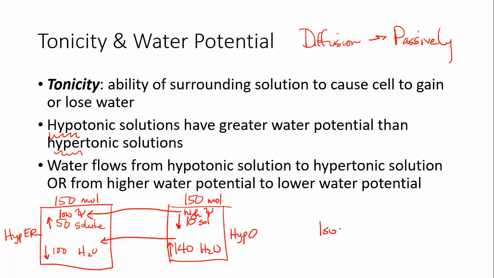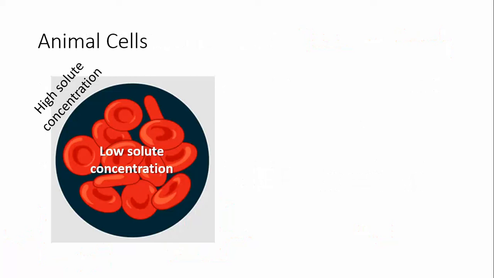And isotonic, iso means equal. So an isotonic solution has an equal concentration of solutes and water as the cell insides. So let's look at what happens to different cells when you place them in these different solutions. So we have here a higher solute concentration outside the cell, a lower concentration solution inside the cell.